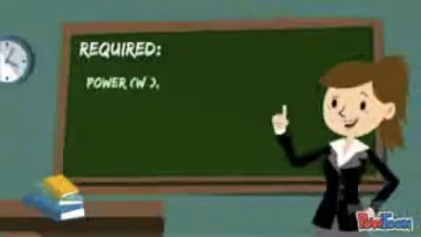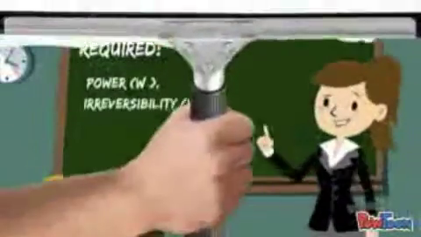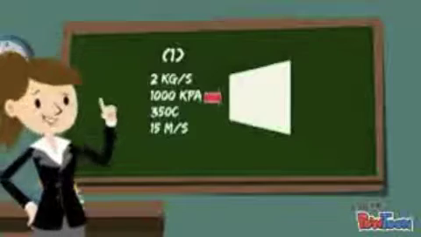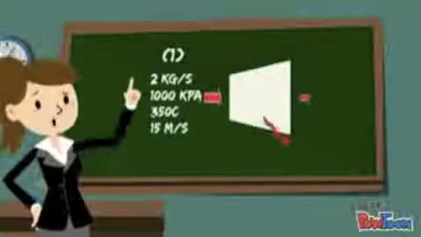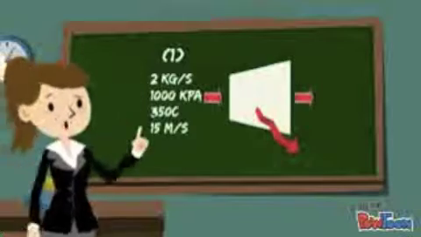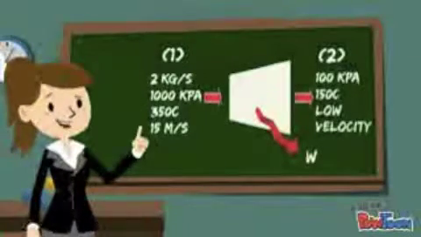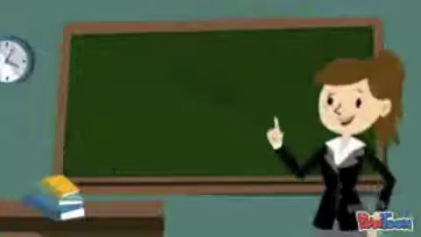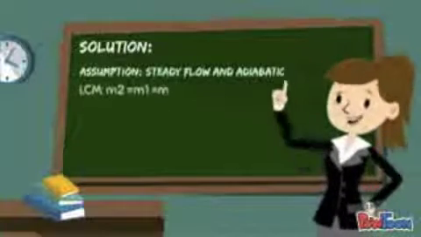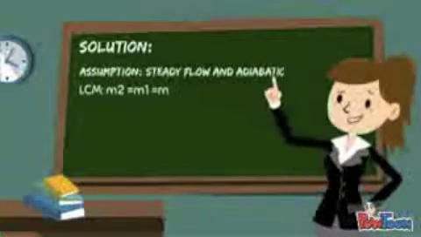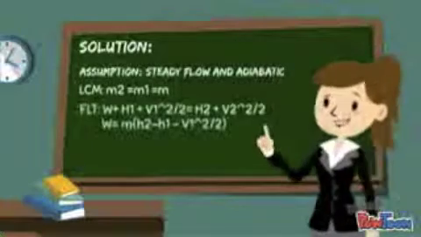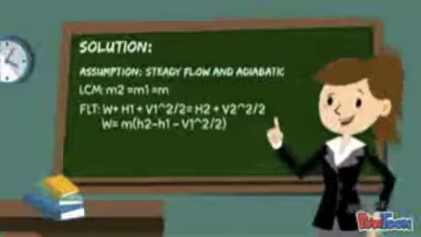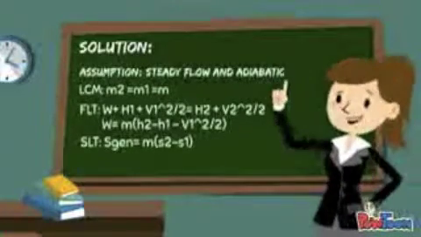So we are asked to find the power and the irreversibility. We know that 2 kilograms per second of steam entered a turbine at 1000 kPa, 250 degrees Celsius at 15 meters per second, and it exited at 100 kPa, 150 degrees Celsius with very low velocity. Assuming that the process is adiabatic, we start off with the law of conservation of mass, which tells us that mass at state 1 would equal the mass at state 2. And we now establish the first law of thermodynamics equation and also the second law of thermodynamics equation.